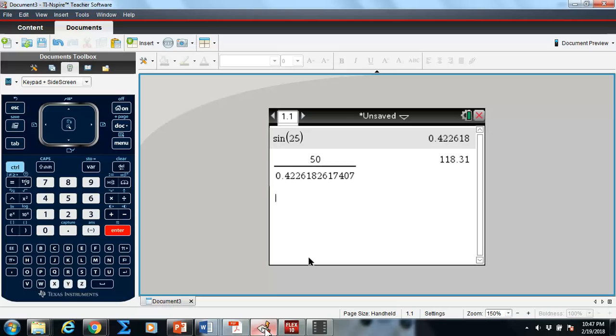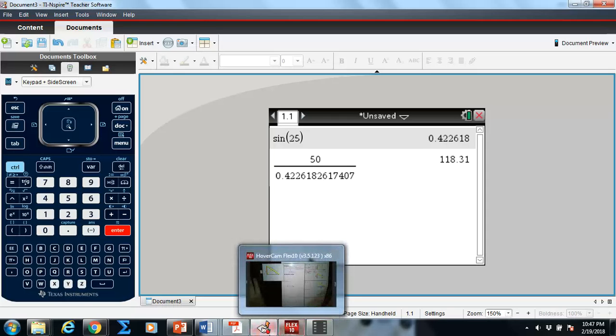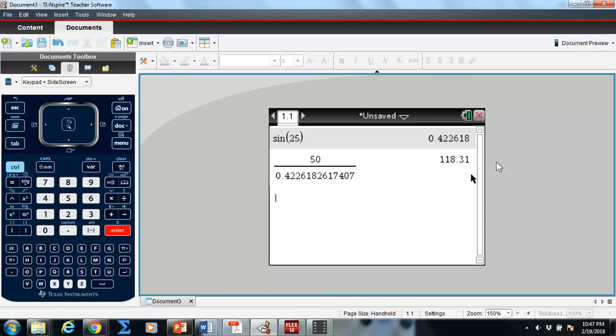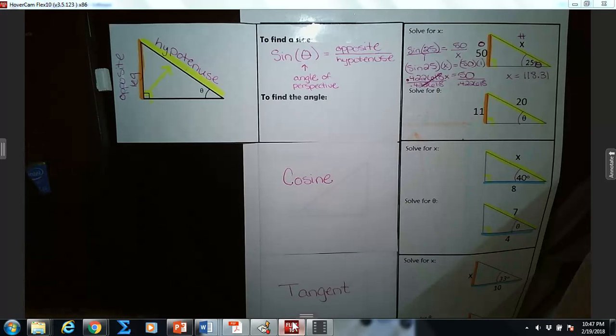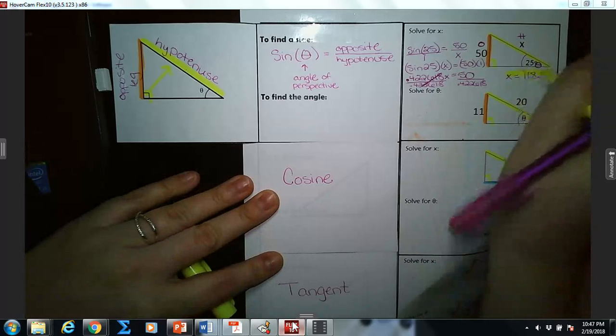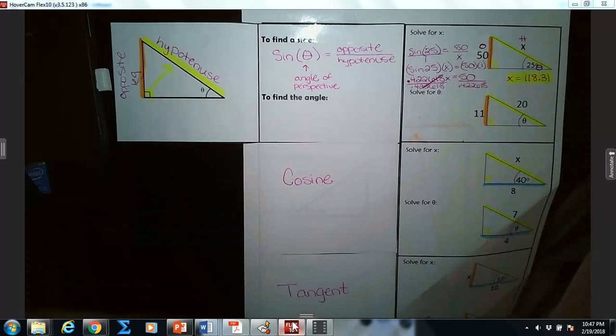So when I do 50 divided by that irrational value, I get 118.31. Now, if you rounded and you didn't leave all these numbers in here, you made something different in this final decimal. So I recommend that you try not to round. Okay. There's my final answer. Highlight that puppy. The hypotenuse that I'm looking for is 118.31. Told you it was new. So let's make sure you take a lot of time to soak it in as we work through these, okay?